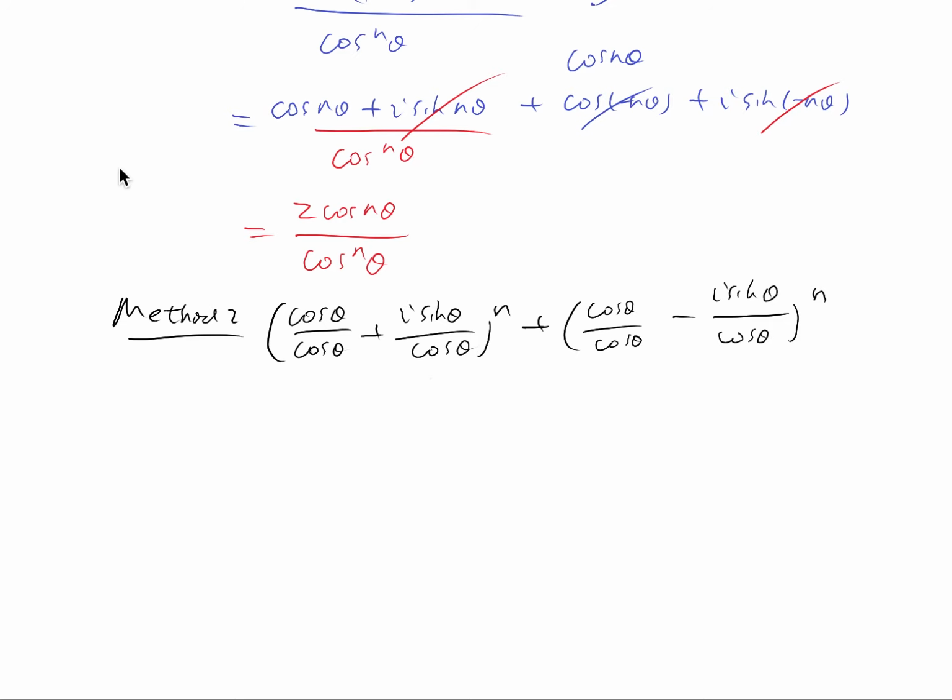You can see we have cos θ to the power of n in all of them, so you can take that out. It would be 1 on cos θ all to the power of n, and then cis θ to the power of n plus cis minus θ to the power of n.